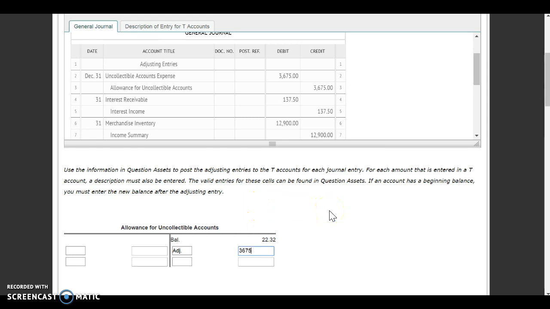Okay, now for this one, I need to find the new balance because here's where it's saying if an account has a beginning balance, you must enter the new balance after the adjusting entry. So I'm going to put balance again, and I'm going to find my new balance. Since I have a debit and a debit, I'm going to add those two numbers together, which should give me $3,697.32.